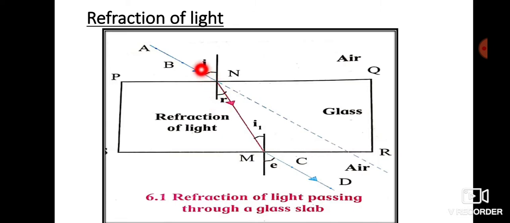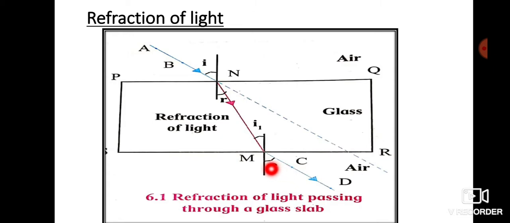So the light has traveled from air to the glass medium. Now the light is moving through the glass medium, and here the second refraction takes place at M on the surface SR. So again it is moving from one transparent medium to the other, that is from glass to air. So the second refraction is taking place. Now if you look at this figure, the ray of light is not moving straight, but it is bending. This time it is bending away from the normal.